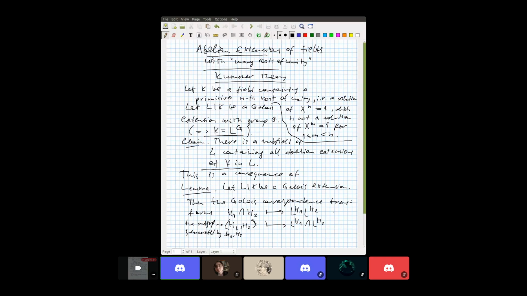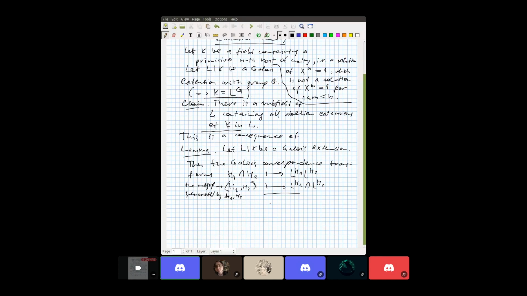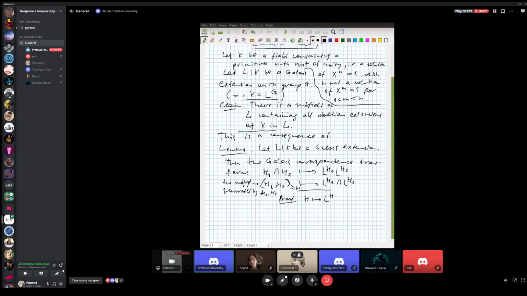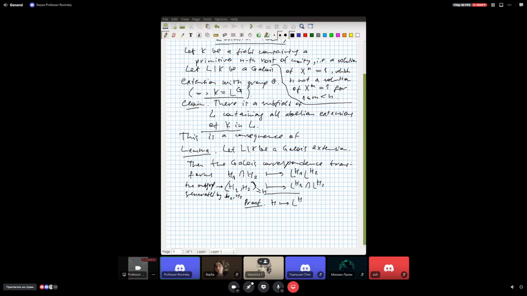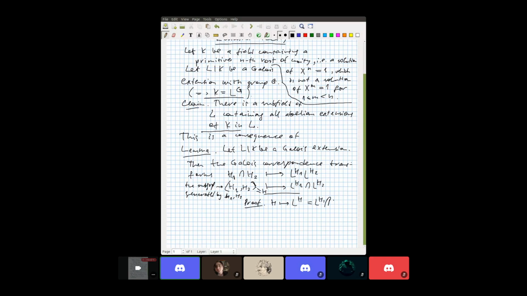And the proof is actually evident. Let us call this simply H. H goes to L^H, and this means that it consists of elements fixed both by H1 and H2, and this is precisely L^H1 intersected with L^H2, so this is trivial.